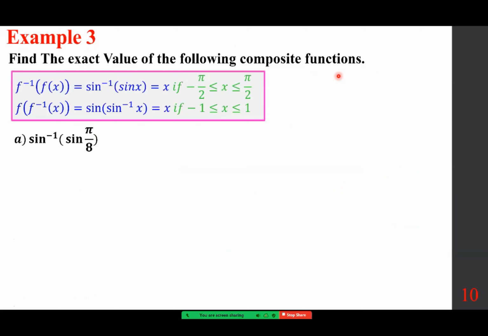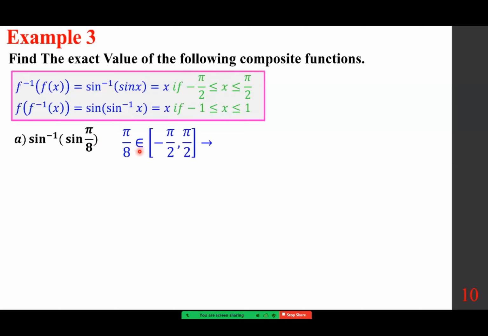Find the exact value of the following composite function, sine inverse of sine of pi over 8, and again, reminding you of this information. Now, because we are looking at the sine, look at the inside. For sine, the restriction is from negative pi over 2 to pi over 2. Remember that. We had to restrict the domain for the sine in order to make it a one-to-one function. Is this between these two values? The answer is yes.